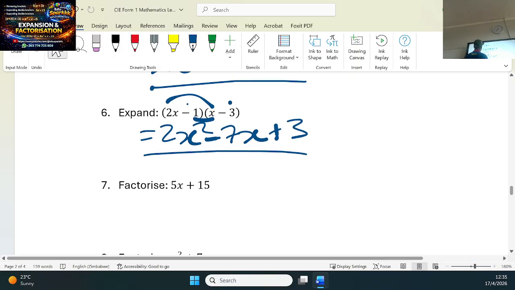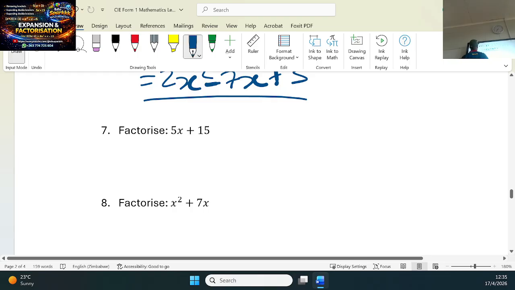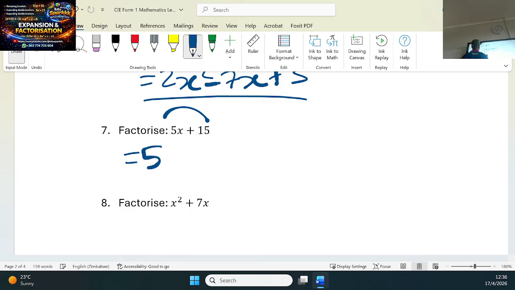Then moving on, I want to factorize this expression. So I'll be looking for the HCF. For 5 and 15, it is 5. There is no x in the second part, so 5x divided by 5 gives me x. Then 15 divided by 5 gives me 3. It means I have factored my expression.